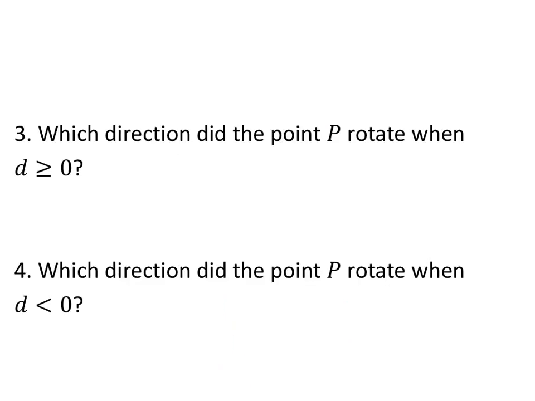Now we talked about these already, but just go in with your partner and write a sentence. This first one was the positive direction, and this one is the negative direction. Write down which direction the point P rotated when we rotated in the positive direction, and which direction did the point P rotate when we rotated it in the negative direction.